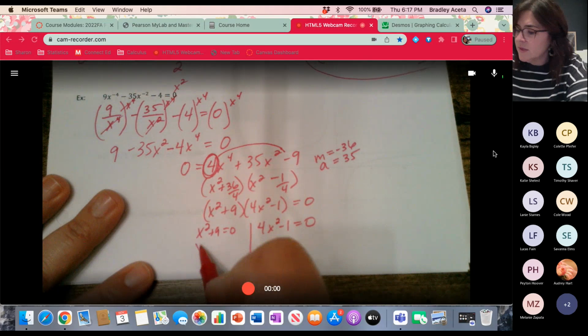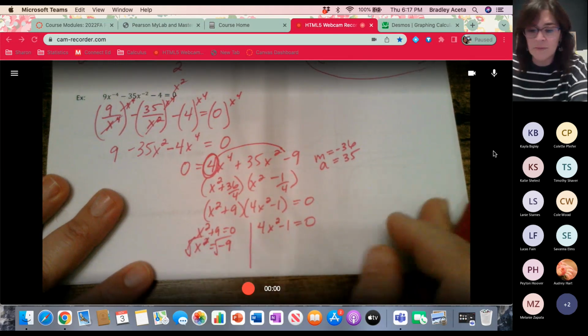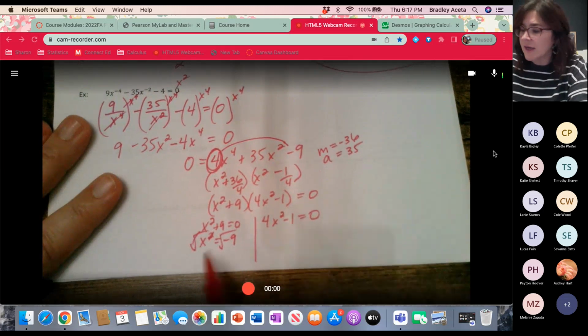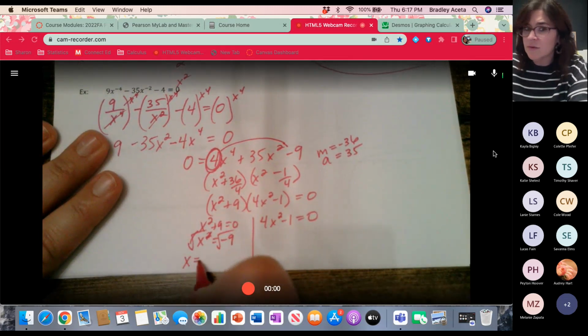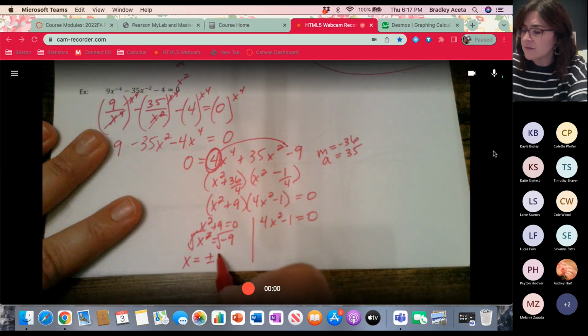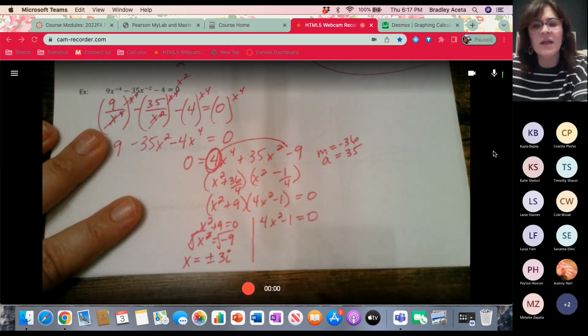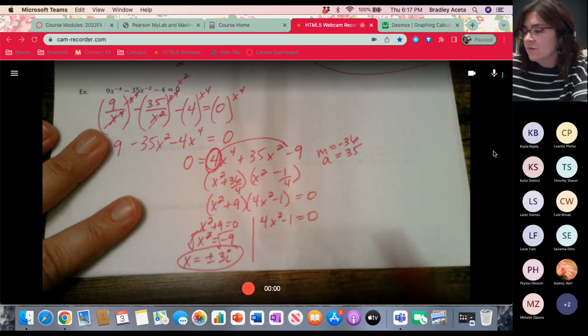So let's see, this would be x squared equals -9, take a square root, and you know you're going to get an i. So this would be x equals plus or minus 3i, the i from the negative, and then the square root of 9 is 3. So there's 2 of your answers.